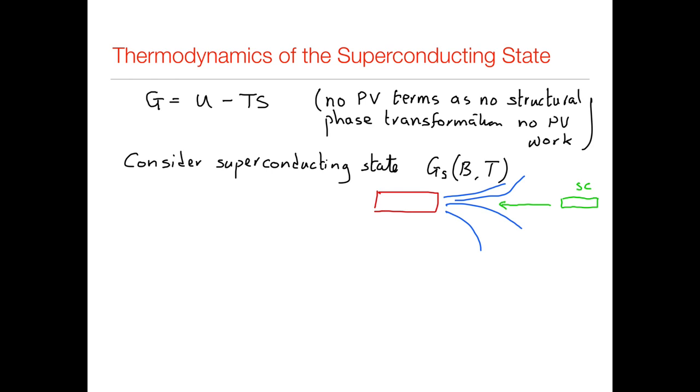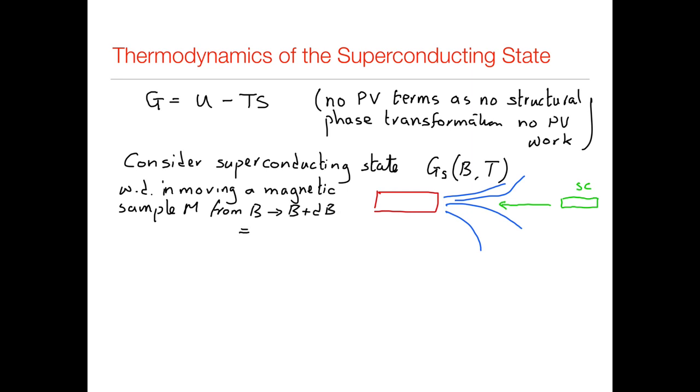So the work done in moving a magnetic sample with magnetization M from somewhere where the magnetic field is B to somewhere where the magnetic field is B plus dB, that's just equal to minus M dB. Now we just have to think about what that means.